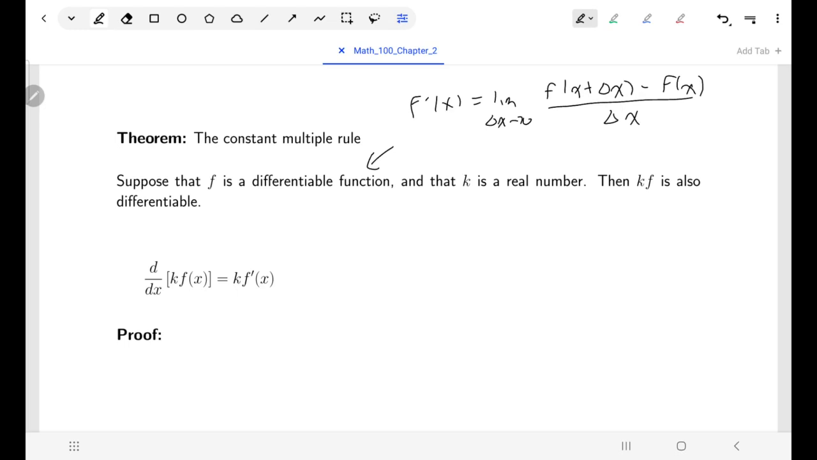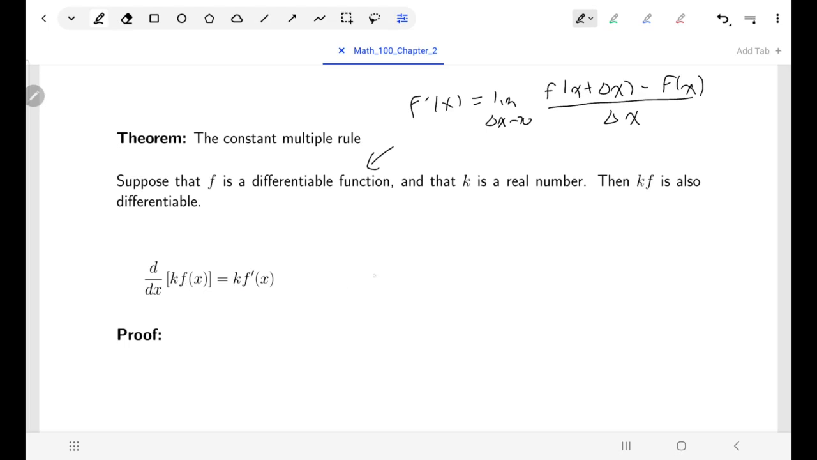So not a very surprising sort of thing. We had a similar kind of idea for limits. If it was the limit of k times something, it was k times the limit. The derivative of k times something is k times the derivative. Same sort of idea. Of course, the proof is not too terrible for us.